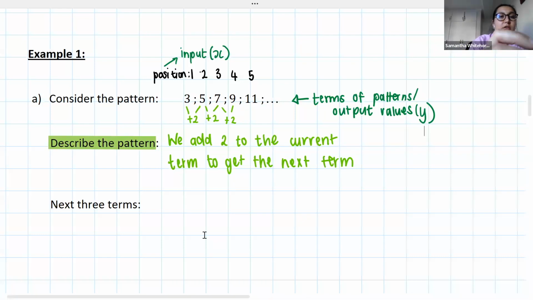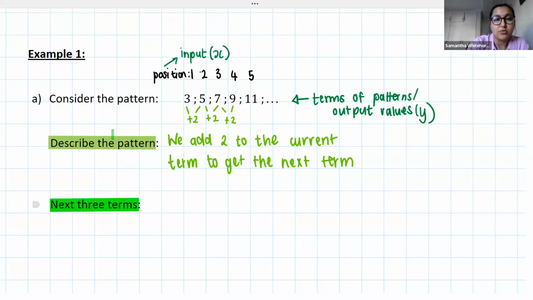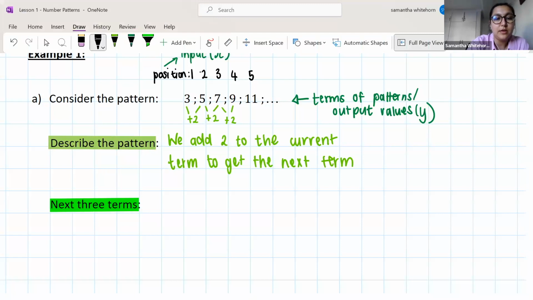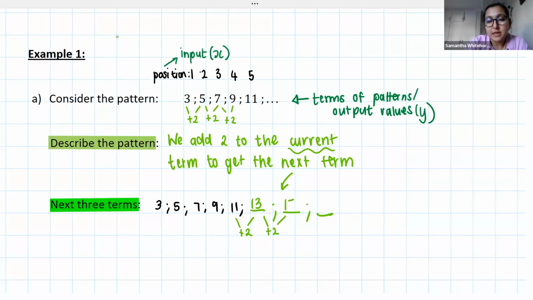All right, so if we now have a look at the next question, which I see a lot of you have skipped ahead to, I'm asking you for the next three terms. Okay, so I've given you the 3, 5, 7, 9, 11. What I am now asking you for is to give me the next three terms in the sequence. Now, because we've described the pattern, all we need to do is continue adding two. So we'll take 11, which is our current term. We're going to add two in order to get our next term, which is 13. This is our new current term. We're going to add two, and that's going to give us our next term, which is 15. And if we just continue adding two, we're going to get the subsequent terms in our pattern.